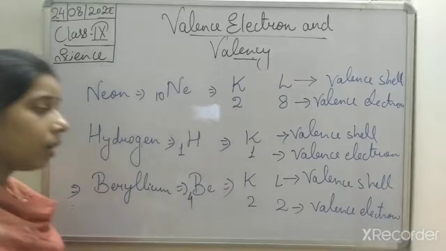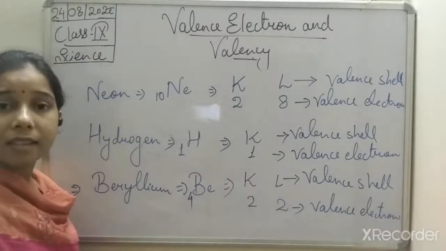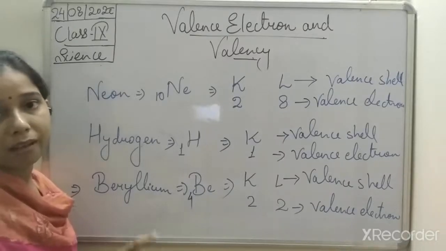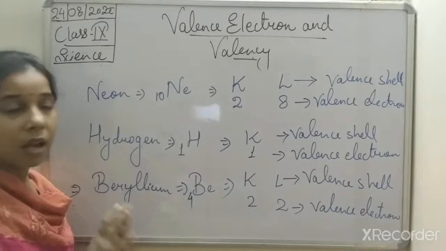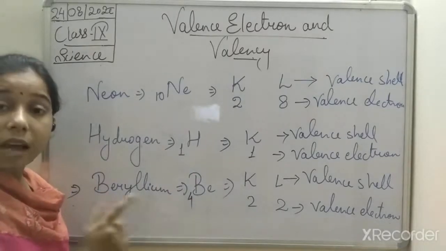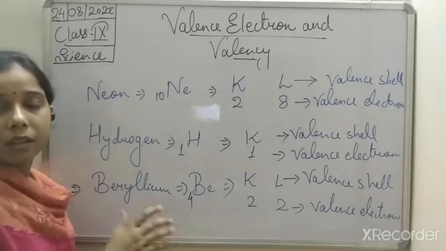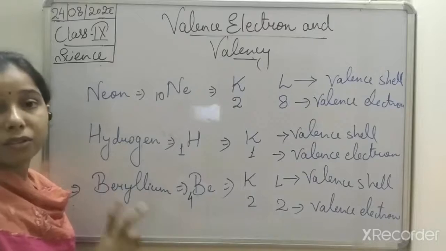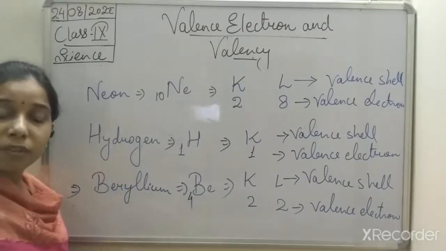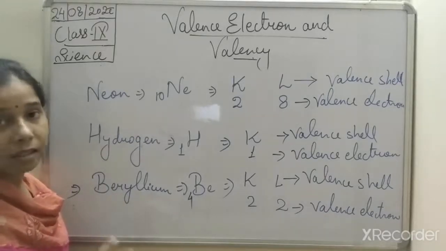So the valence shell is the last shell in which the electrons enter, and the valence electrons are the electrons present in the valence shell. I hope you have understood the concept of the valence shell and valence electron. The outermost shell, students, in which the last electron enters, we call the valence shell or the outermost shell, and the electron which is present in the valence shell is known as the valence electron.